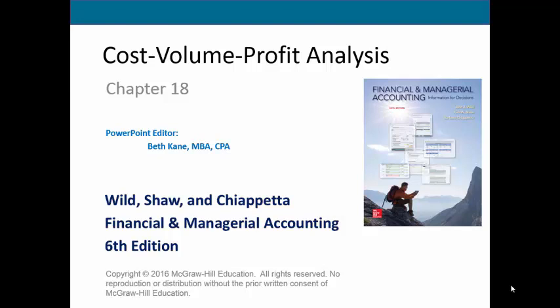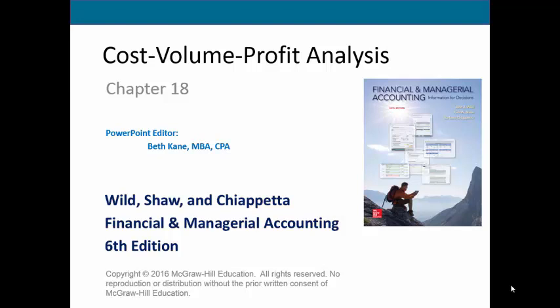In Chapter 18, we begin to look at a cost-volume-profit analysis. What this type of analysis does is it takes what we understand about the calculation of a profit. If you'll remember, profit equals revenues minus expenses. And we look at if we change any of the variables that go into your profit calculation, how does that affect your end result or your end profit?